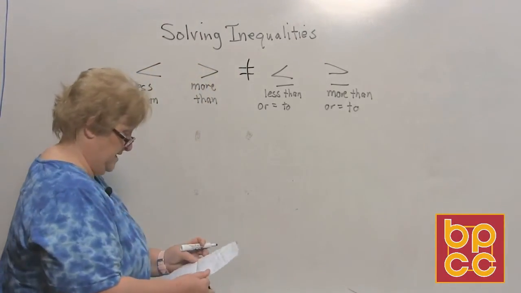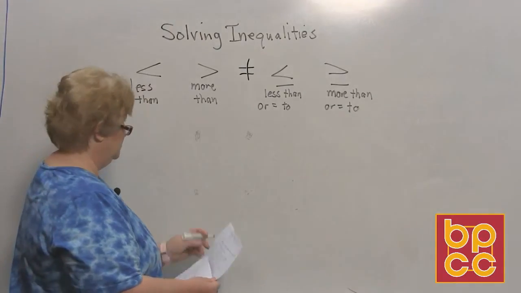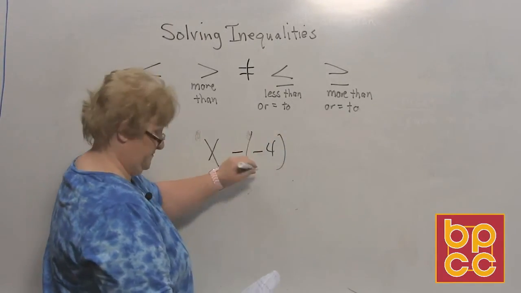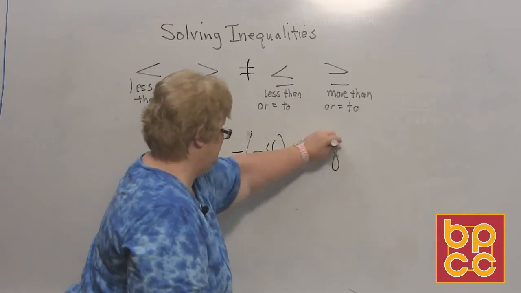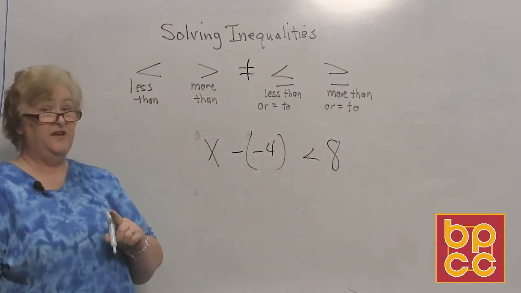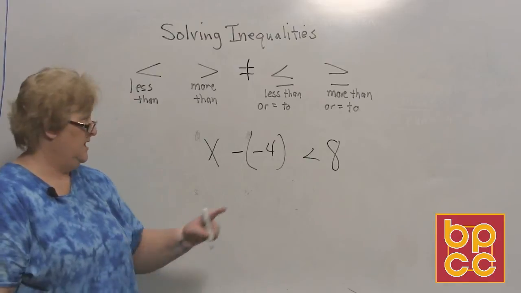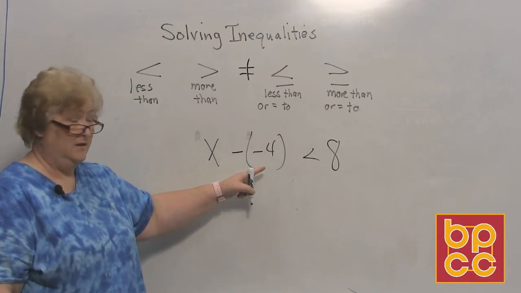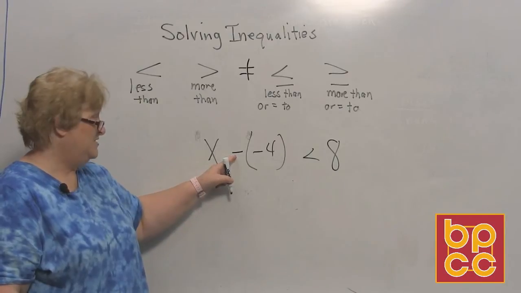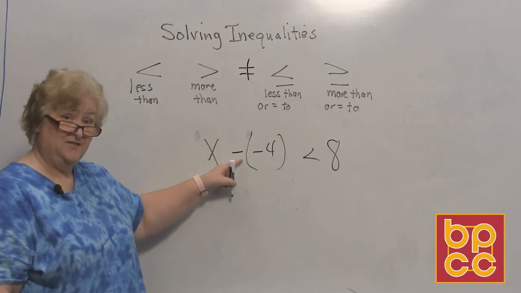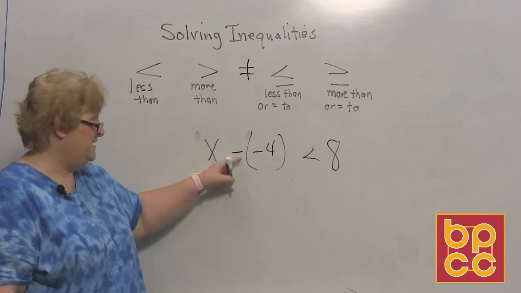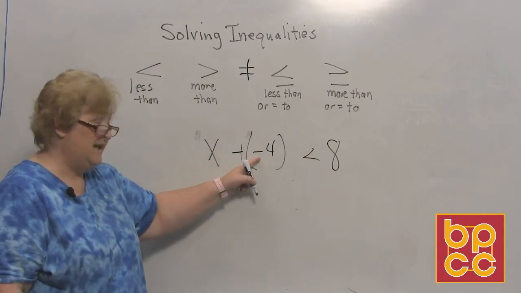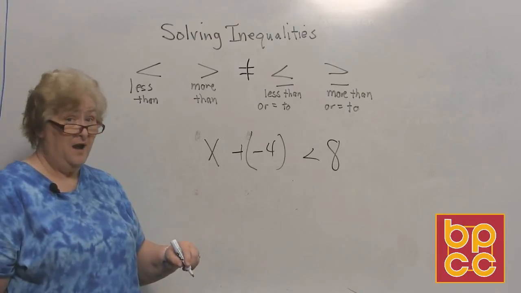All right, let's try this one. This looks like a good one. X minus a -4 is less than 8. Now, some of you are going to forget about this. This is tricky. I am subtracting a -4. Now, either way you look at it, I see a negative outside of parentheses, outside of -4. And that negative is kind of like a -1. And when you multiply a negative times a negative, you get a positive.